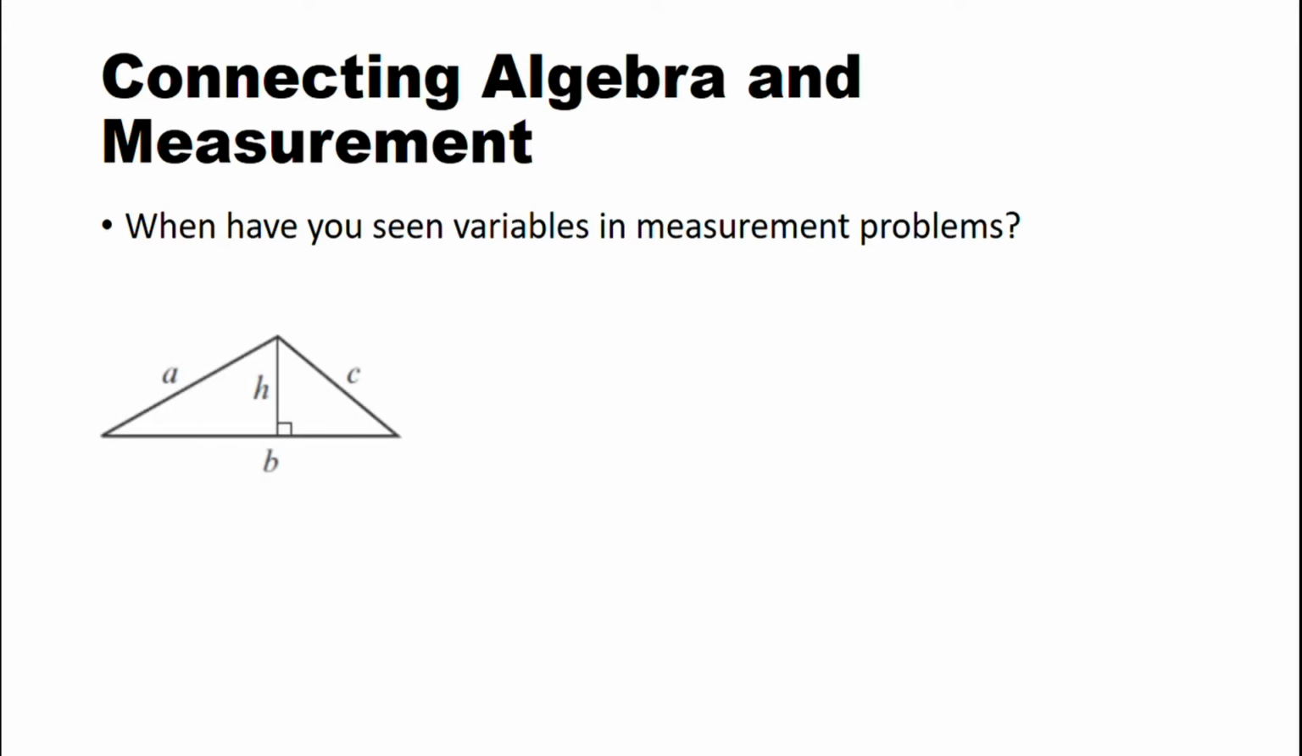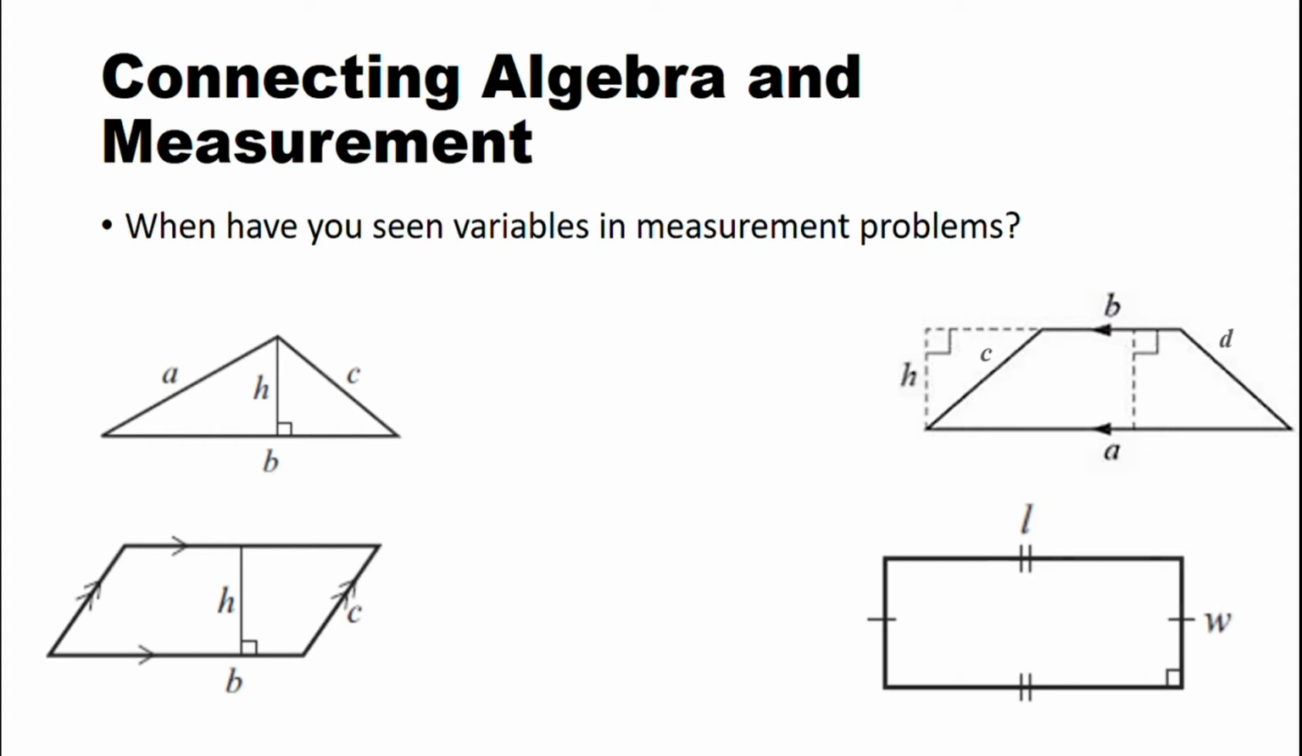So let's think about a triangle and a parallelogram, a trapezoid, and let's bring in a rectangle. Already we can see that we've been using variables for a really long time. Specifically, when you started with rectangles way back in grade 5, we used the L and the W to indicate length and width. When we talked about triangles, we had the height of a triangle and the base of a triangle, and then we had these extra sides as well.